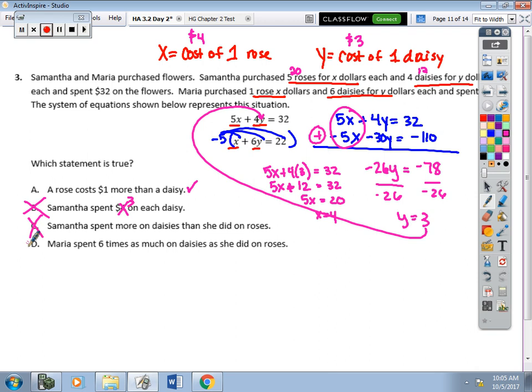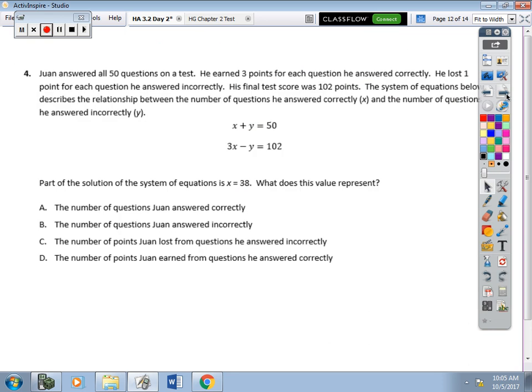And Maria spent 6 times as much on daisies as she did on roses. Well, Maria bought 1 rose, so that's $4. And she bought 6 daisies. 6 times 3 is 18. That's not right either. So the correct answer was A. Always make sure you eliminate the other choices as well.